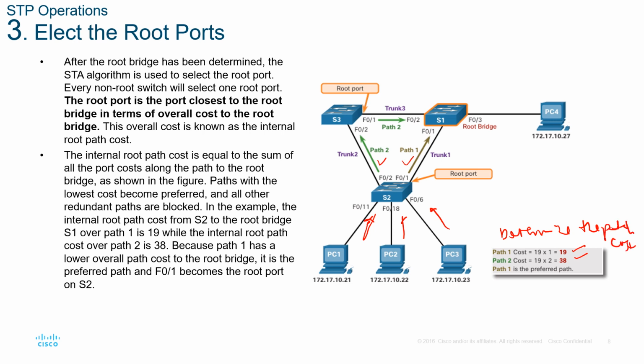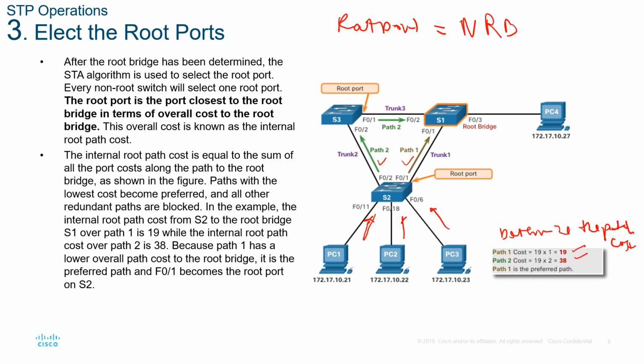Next, once you have determined the path cost, the next step is to elect the root port. After the root bridge has been determined by the spanning tree algorithm, we need to select the root port. You need to remember, the root port is only elected on a non-root bridge. We cannot elect a root port on a root bridge. It's only for non-root bridges. What are the non-root bridges in the diagram? They are S2 and S3.